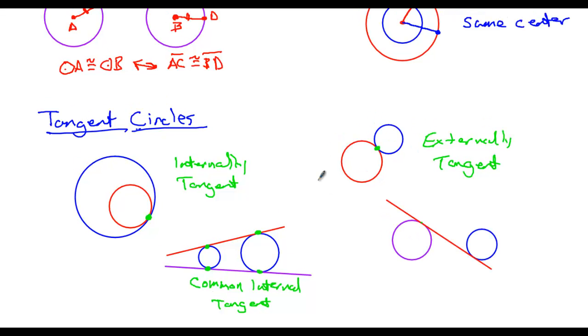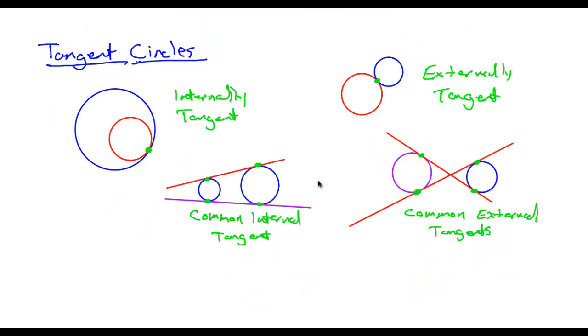And we can also have a common external tangent, so let me draw a picture of what that looks like. It looks like this. Or it could go the other way, like this. So these two circles have common external tangents. But nothing too exciting, just vocabulary, vocabulary, vocabulary. You've got to know what all these words mean.